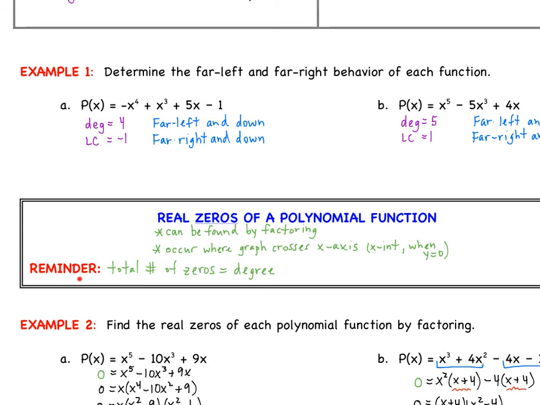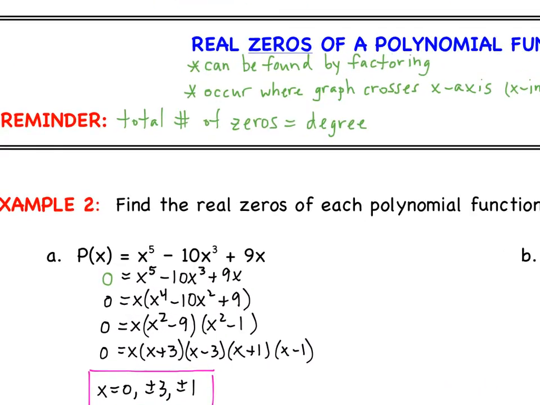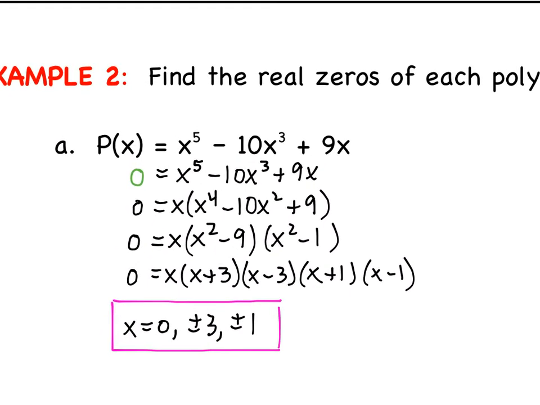So one thing to remind yourself of, the total number of zeros needs to match the overall degree of the polynomial. So if I have a degree 4 polynomial, I should have 4 zeros. So let's look at this first example here. Find just the real zeros of each polynomial function. The first thing I do is make a note: this is a degree 5, so I should have 5 zeros in the end.